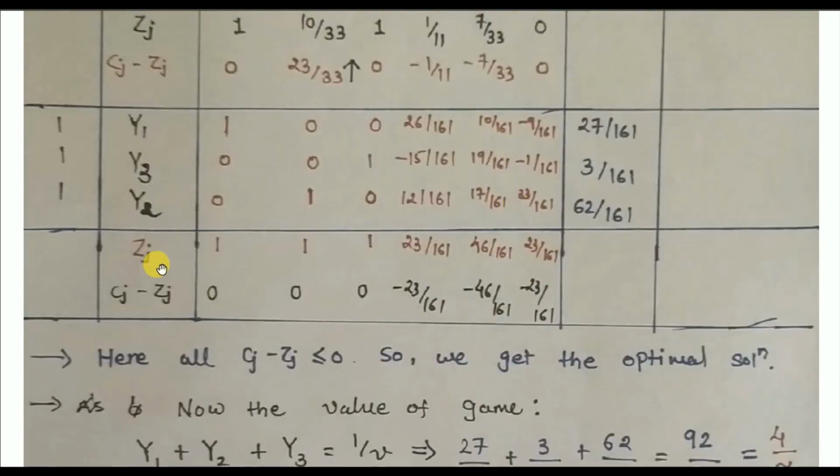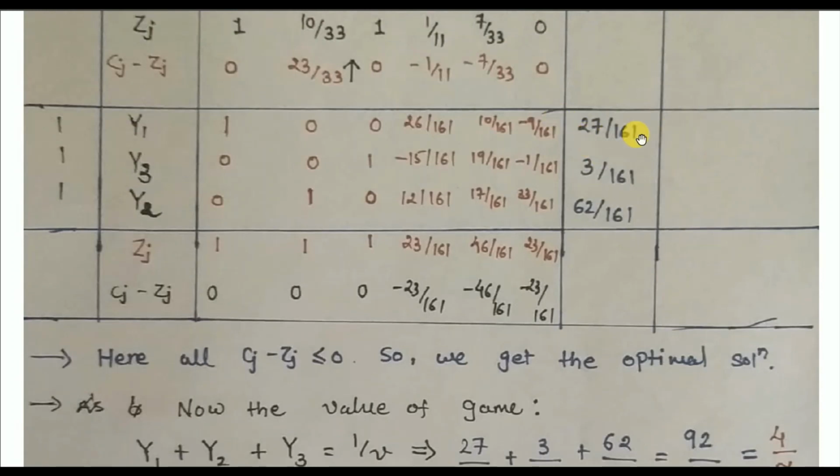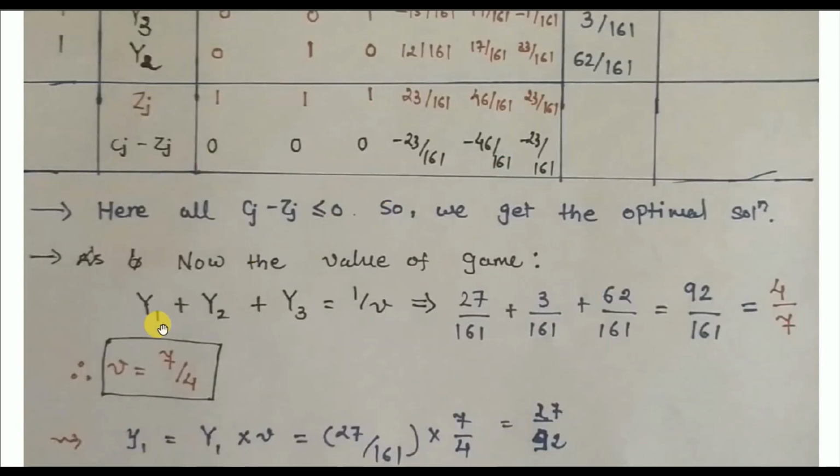Now we finally calculate Zj and Cj minus Zj. Then we get all Cj minus Zj less than or equal to 0. That means we get the optimal solution. Now we can calculate the value of game from this equation. These three values, this is the value of y1, this is the value of y2, and this is the value of y3. So now we can put these values in this equation and calculate the value of game.